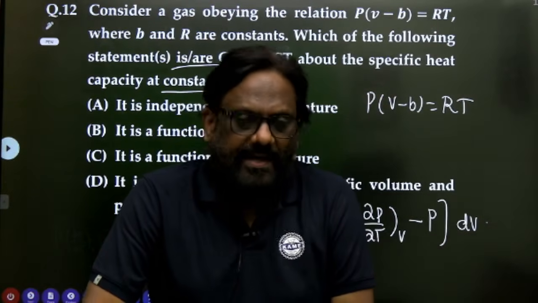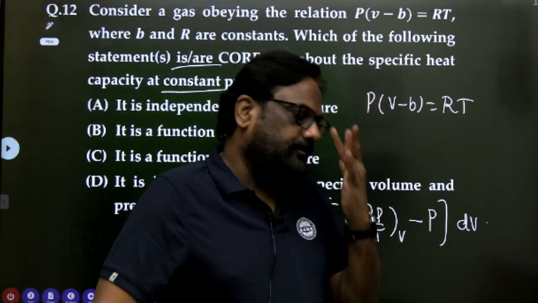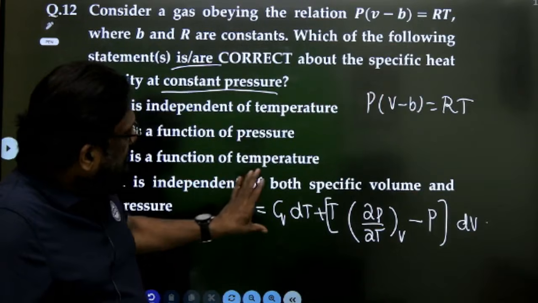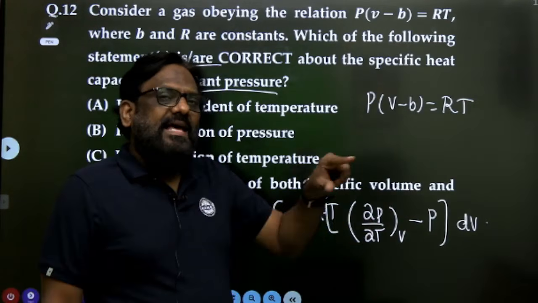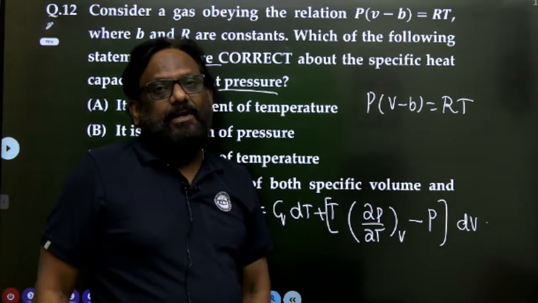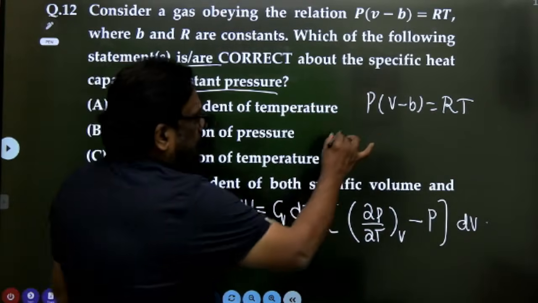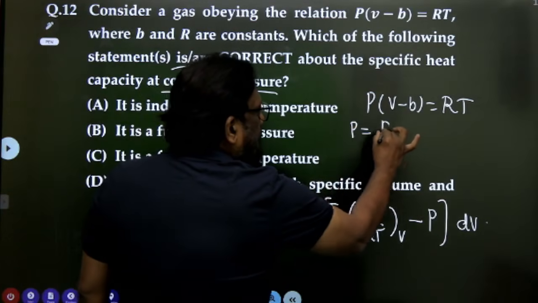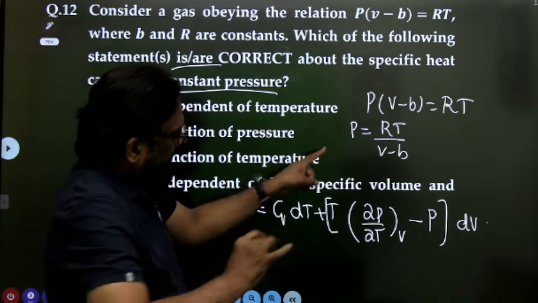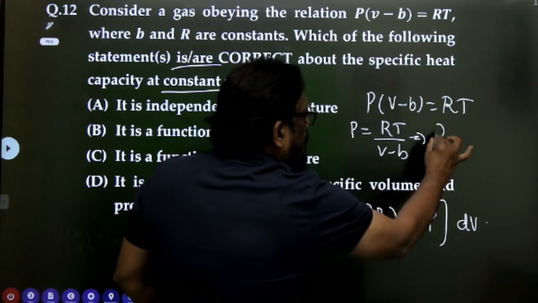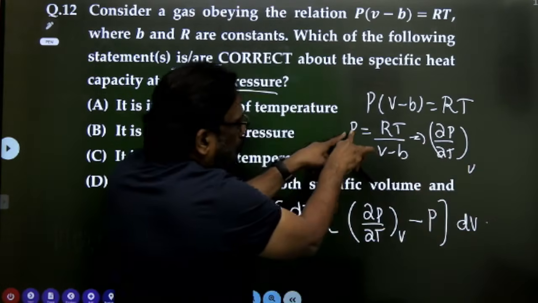du is equal to Cv dT किसके लिए लिखेंगे, आइडियल गैस। For ideal gas internal energy is a function of temperature only. But for other gases du is Cv dT plus something. आइडियल गैस के लिए ये टर्म जीरो होता है. चलो एक सेकंड सुनो, let us calculate dou P by dou T. एक बार देखो, P is equal to RT by V minus B. ओके फाइन, dou P by dou T एक बार कैलकुलेट करने की कोशिश करना, at constant volume.